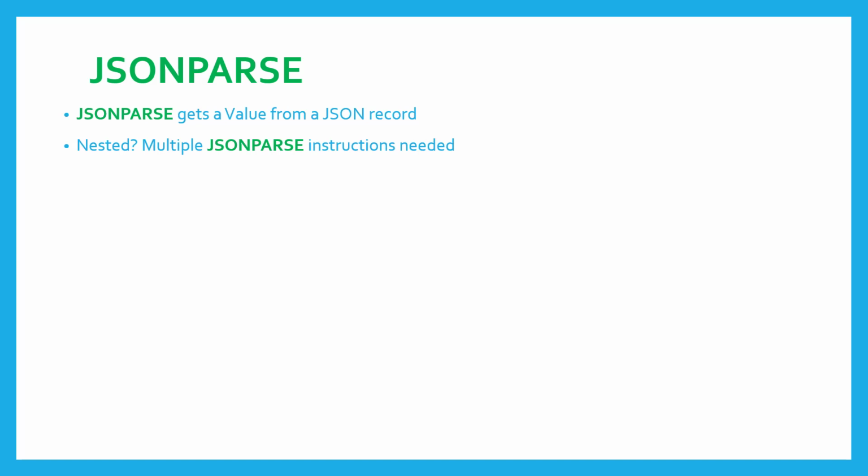If the JSON record has nested objects, it will take multiple JSONPARSE instructions to get what you want because the instruction will only search the top level. It will not drill down into all the nesting looking for what you want.